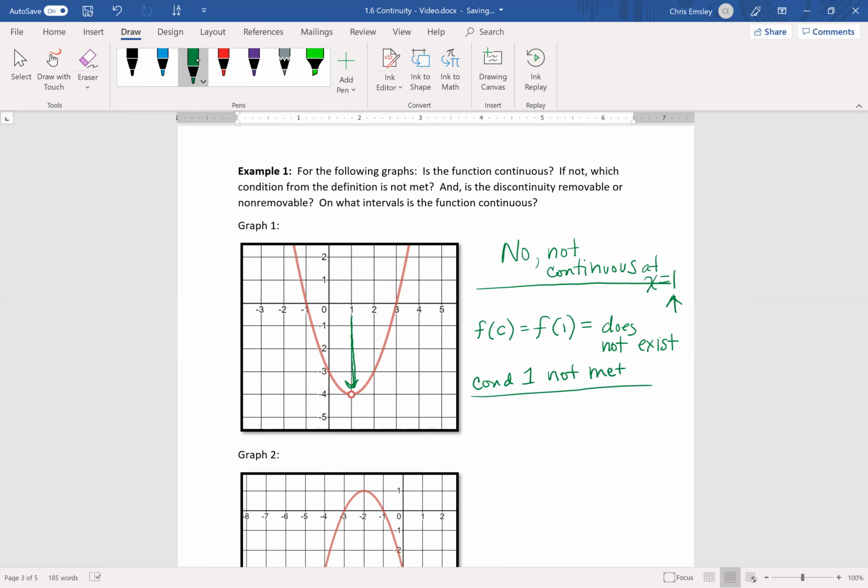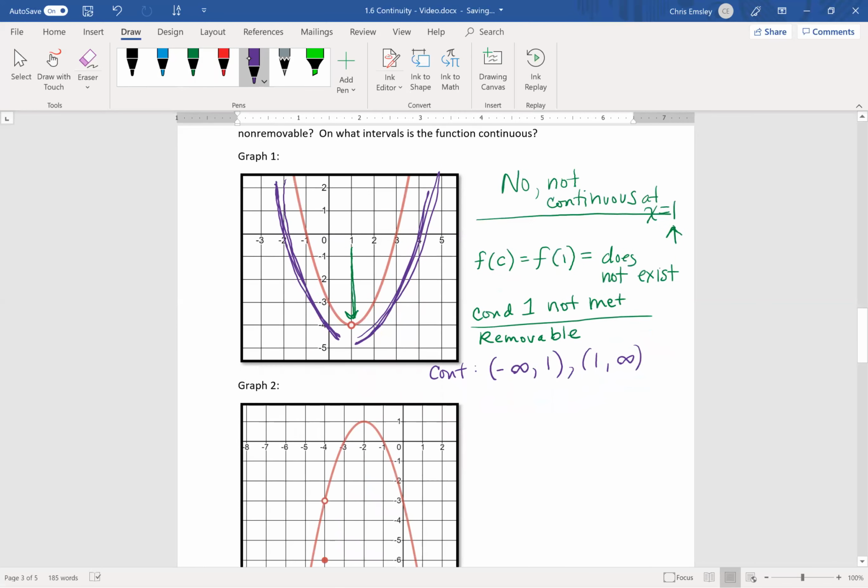And is this a removable or non-removable discontinuity at x equals 1? It is removable because it is just a single point. It's not a jump. And then on what intervals is the function continuous? Okay, well, you can take a look over here on this side. This whole side is continuous, right? We could trace that whole section without lifting our pencil. So it is continuous from negative infinity until we get to 1. That's where our discontinuity happens. And it's also continuous over on this side. Okay, so it's also continuous from 1 to infinity. We just have that discontinuity at x equals 1.